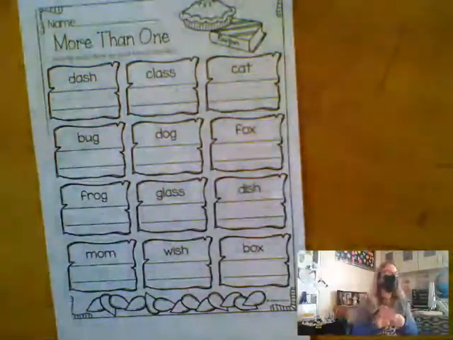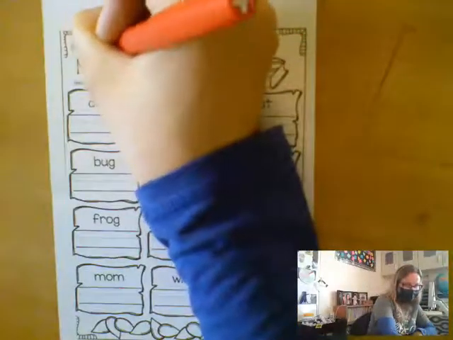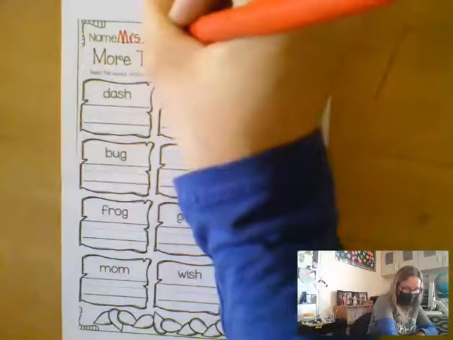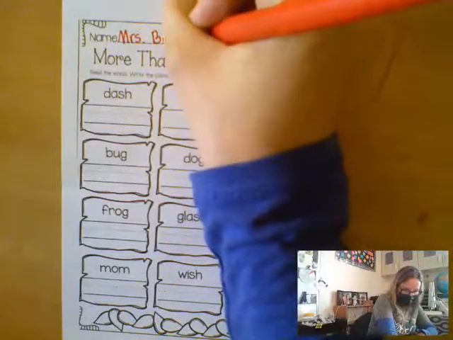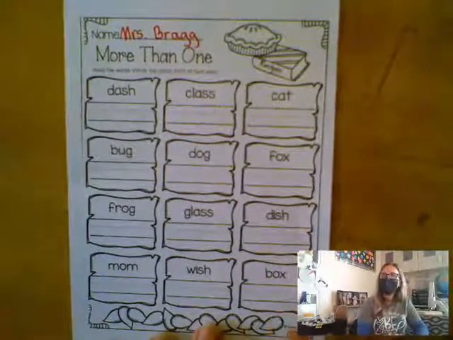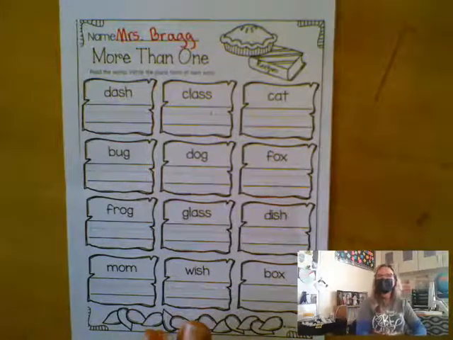So the first thing I do is always the same. Take out my pencil and write down my name. Once you have your name on your paper, who would like to read the first word for me? Amelia. Dash, like Santa Claus's reindeer dash through the snow.